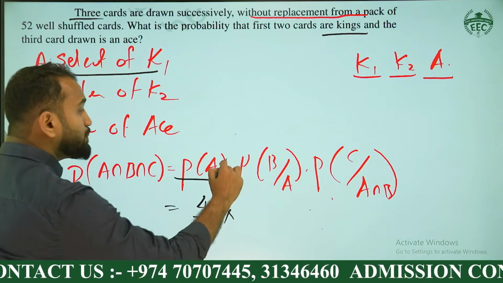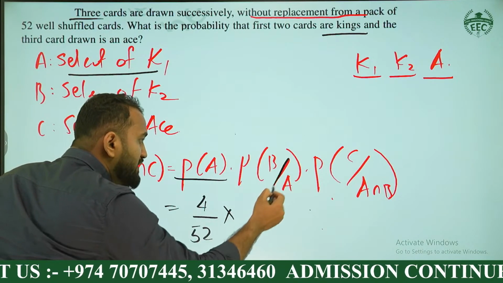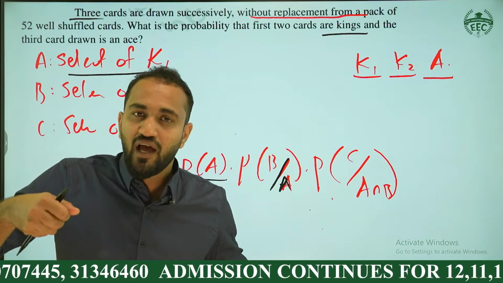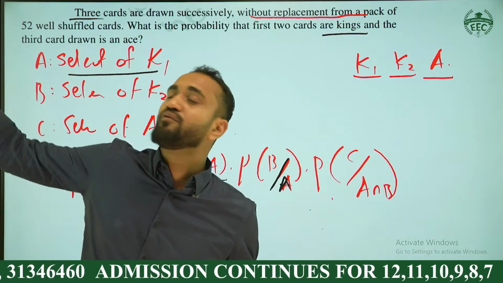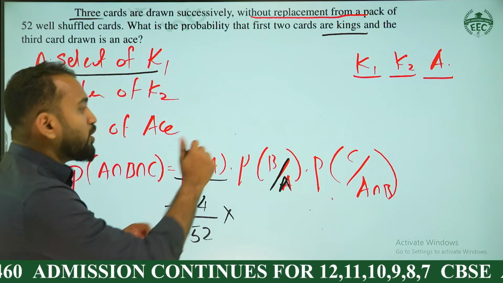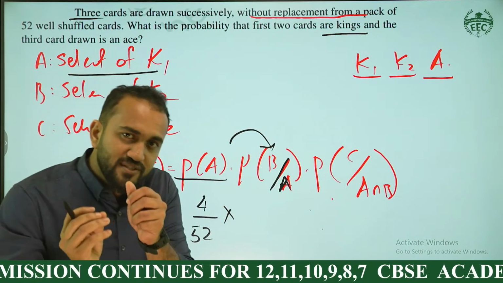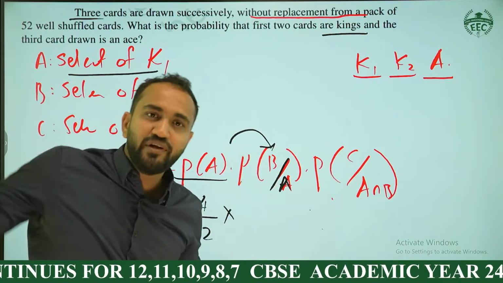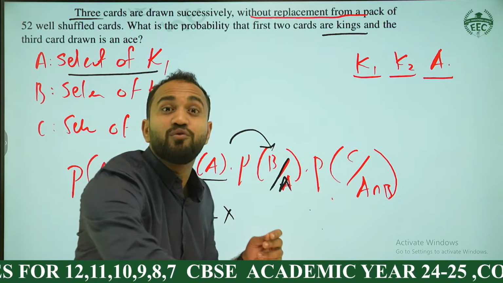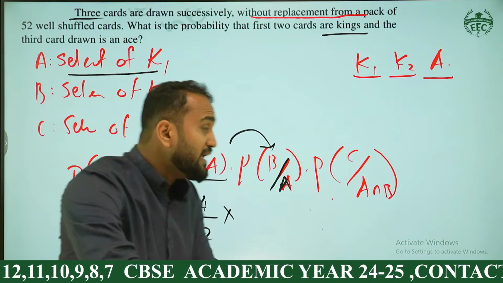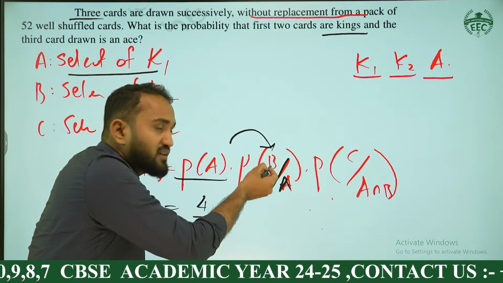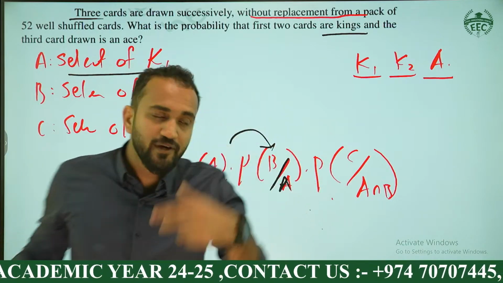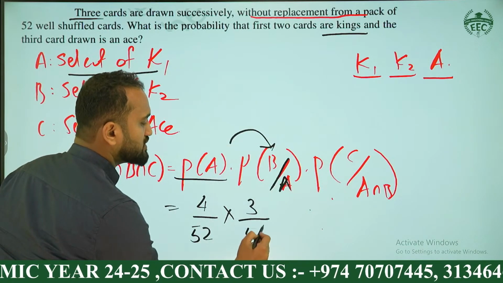Now tell me what is the probability of event B provided that A happened. What do you mean A happened? I selected the first king and I am not replacing it, I am throwing it away. In that case, what is the probability of selection of the second king? People, out of the 52 cards, if I take 1 card and throw it away, the cards left will be 51. And what is the selection of the next king? Only 4 kings are there, of which 1 is thrown away. So how many kings will be there? 3. 3 by 51. Done.